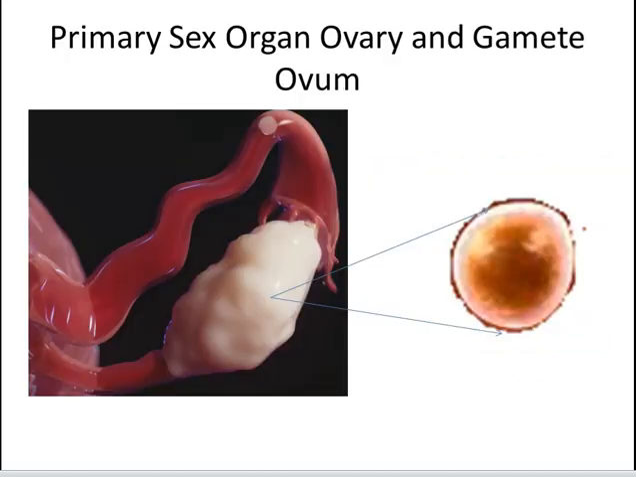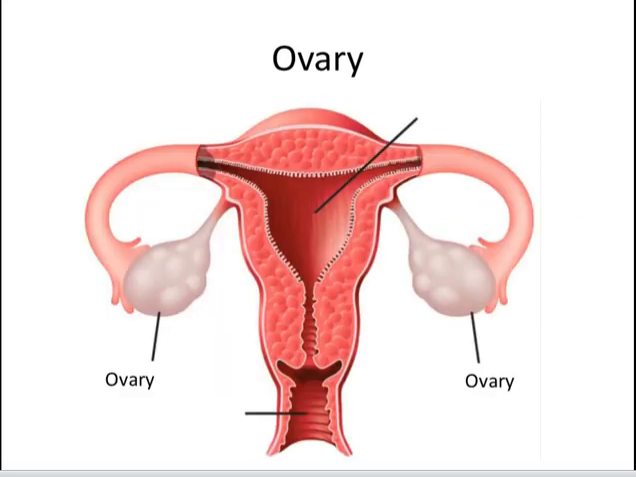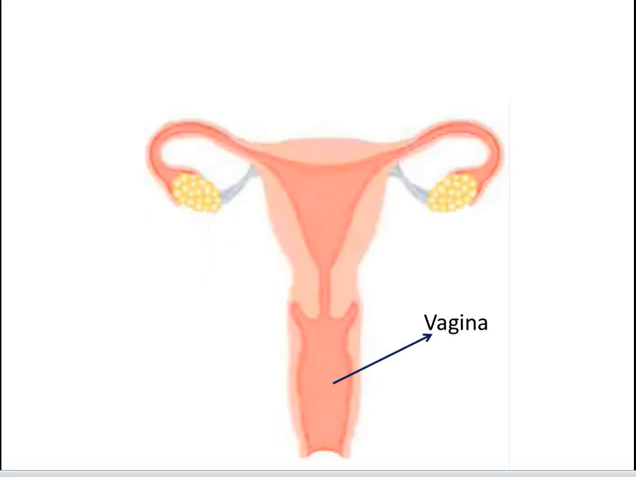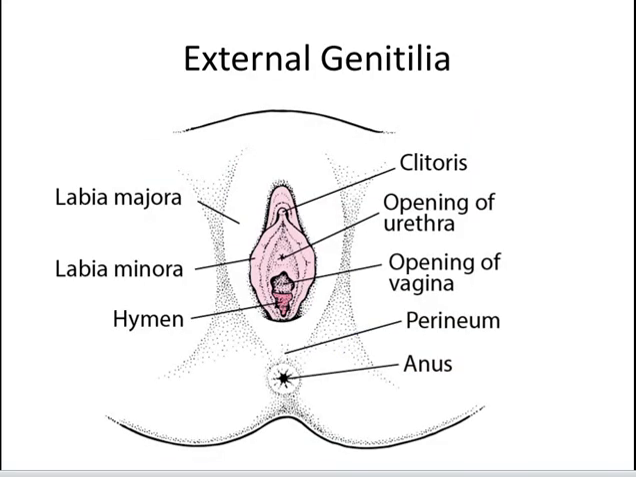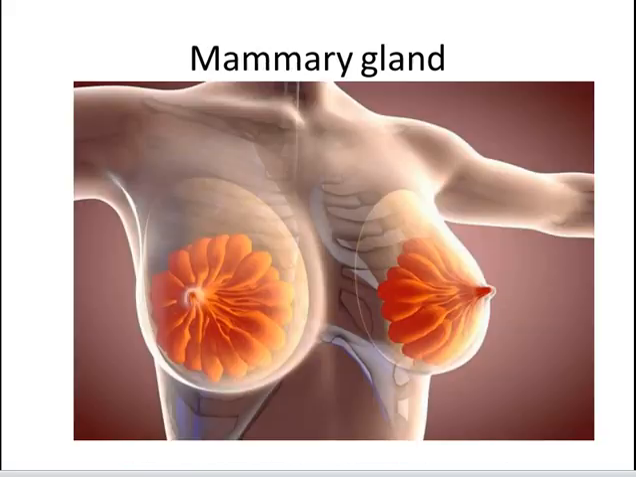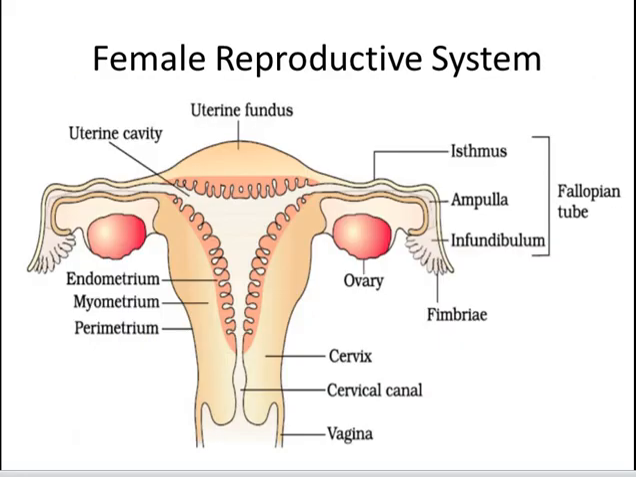The gamete ovum, also called the egg, is produced by the primary sex organ, the ovary, in a female. Organs other than the ovary are called secondary sex organs of the female. The female reproductive system consists of a pair of ovaries, a pair of oviducts or fallopian tubes, uterus, vagina, external genitalia or vulva, a pair of vestibular glands or Bartholin's glands, and a pair of mammary glands. So now we will see each of these structures in detail.